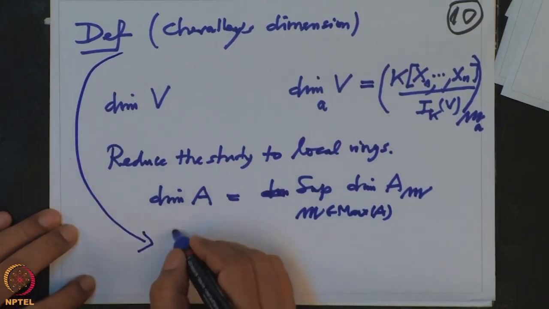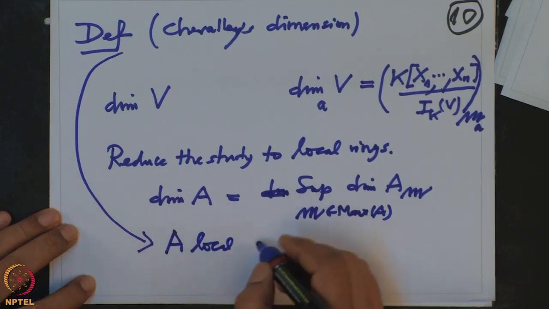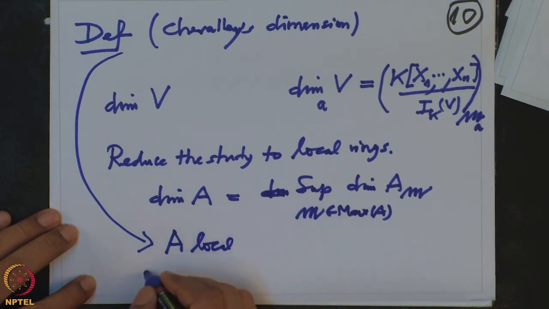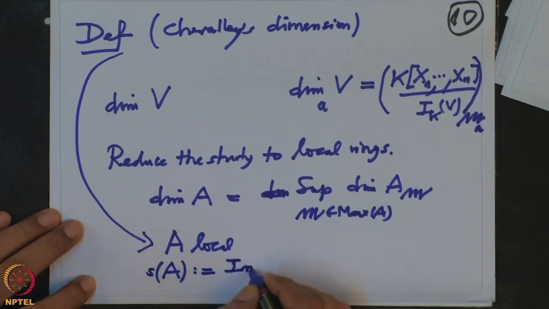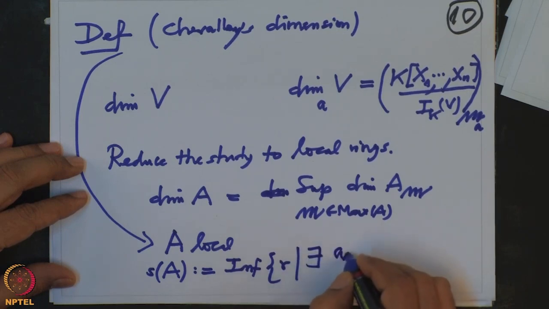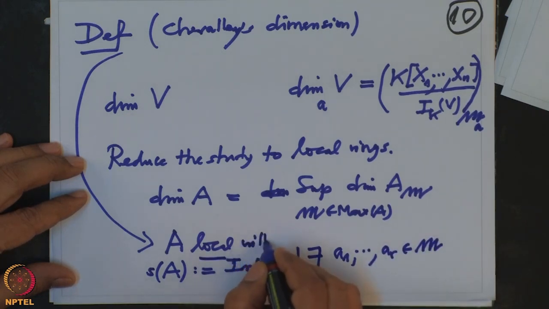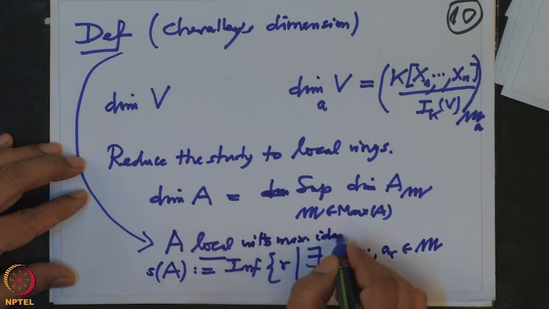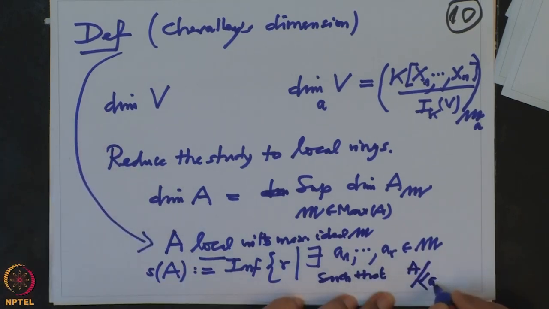Then the Chevalley dimension of a local ring, if A is local, is the infimum. That is also denoted by S(A). This is by definition the infimum of R such that there exist a1 to aR elements in the maximal ideal M of A, because A is local with maximal ideal M, such that if I go mod the ideal generated by a1 to aR, this ring is Artinian.